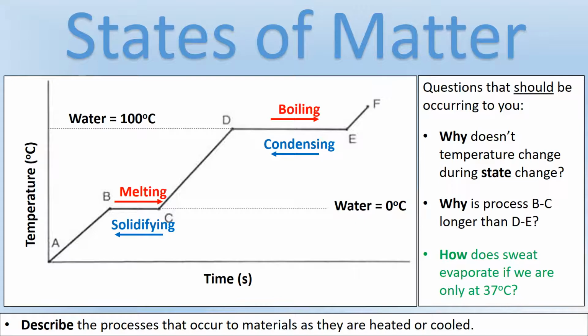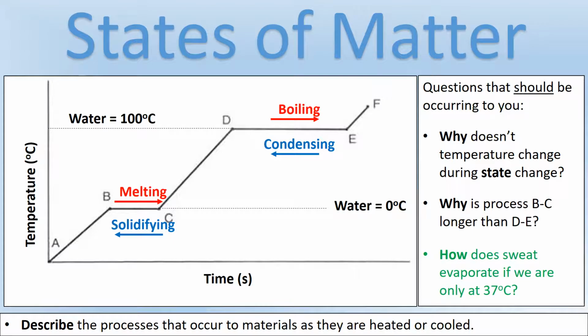From the last video, I suggested some questions that you might have about this particular graph that we're looking at here. We already looked at the process of evaporation and how it's different to boiling, but we didn't answer these two really important questions: why doesn't temperature change when state is changing, and why is process D to E longer than B to C?